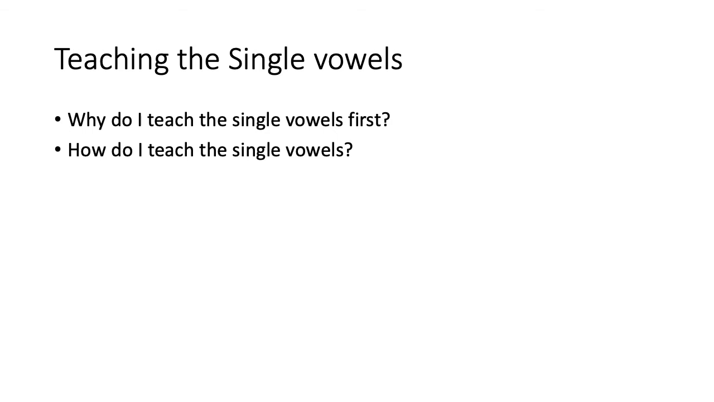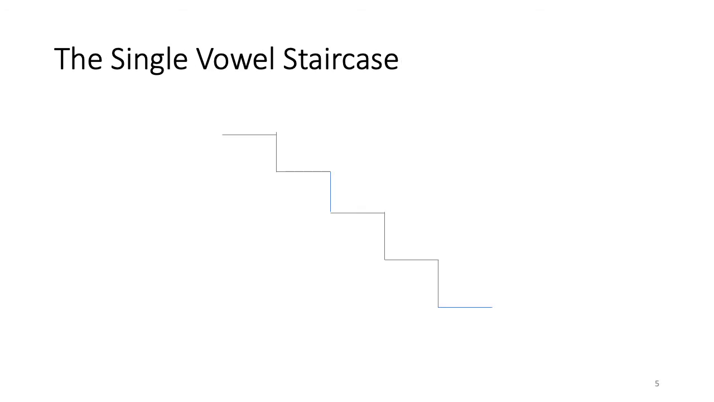I've chosen to focus on the single vowels first because they are the most common vowels, and therefore, when our students learn these vowels well, they can read lots and lots of words and syllables. This is the single vowel staircase. It is a picture of how we use our lips and jaw to make the single vowels A, E, I, O, and U.